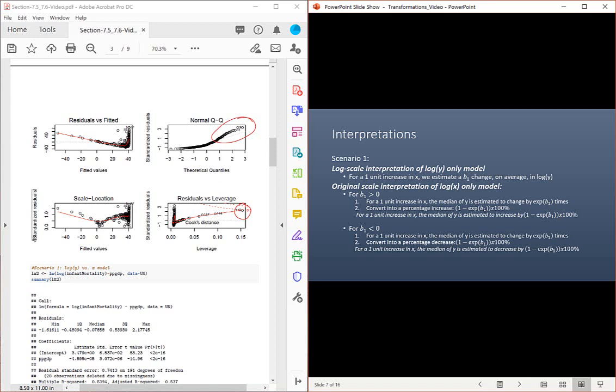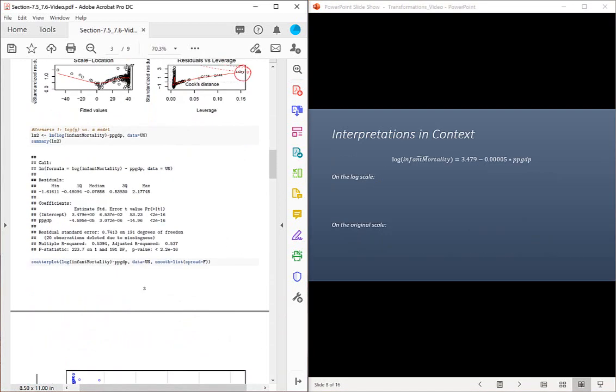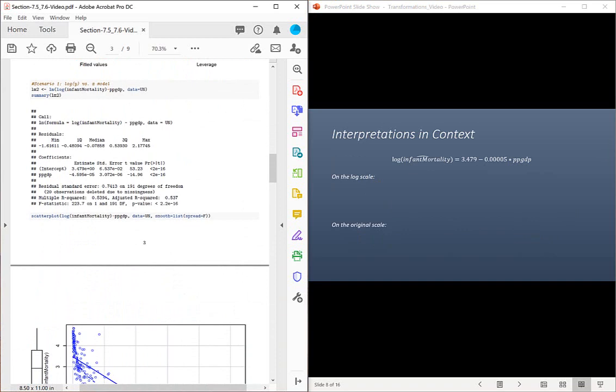If our slope is less than 0, for a 1 unit increase in x, the median of y is estimated to change by e to the slope times. Now we'll convert into a percentage decrease: 1 minus e to the slope times 100%. For a 1 unit increase in x, the median of y is estimated to decrease by 1 minus e to the slope times 100%. Returning to the GDP dataset, we find the estimated regression equation.